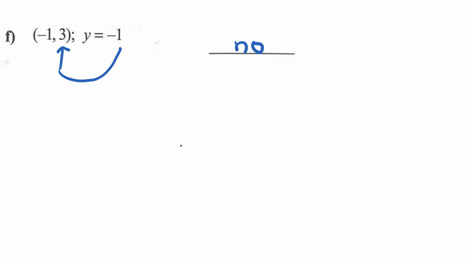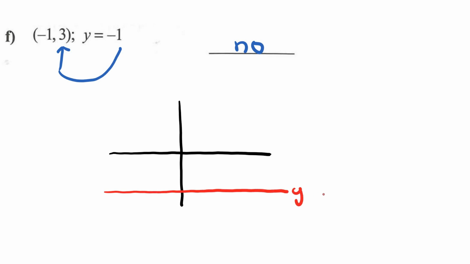And if that wasn't clear, you can also draw a graph here. When you graph y equals -1, it's just a horizontal line that's below the x-axis. And this point right here, (-1, 3), well, this is -1, and maybe 3 is over here, right? Clearly that green dot does not intersect the red line, so it's not a solution there.